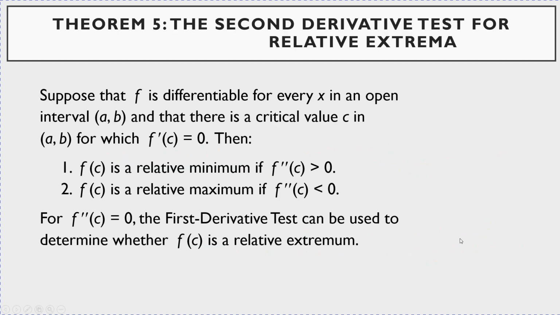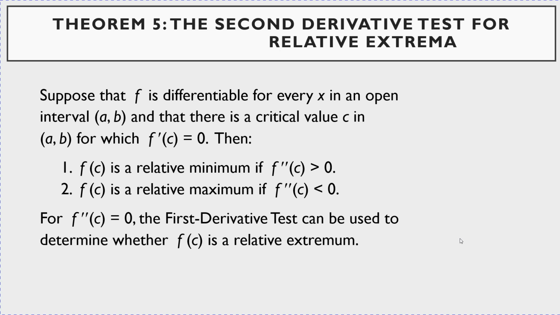All right, this leads us to what's called the second derivative test for finding relative extrema. So you can actually use the second derivative to determine if you have a relative max or min. Instead of looking at whether it's changing from increasing to decreasing, where we have a relative max, or decreasing to increasing, where we have a relative min, the second derivative actually tells us.